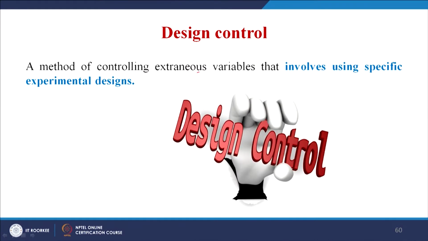Design control. Design control is controlling the extraneous variables by using specific types of experimental designs. What are they? We will look at them in the next few slides. But understand there were extraneous variables that could impact the dependent variable, and we understood how you can control these extraneous variables, one of them being design control. Now coming to the design control part, a classification of experimental designs, we will see what the different kinds of designs are.